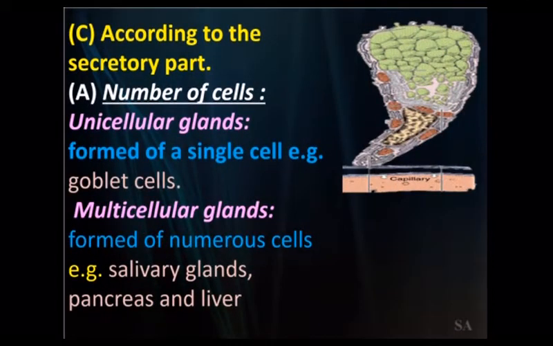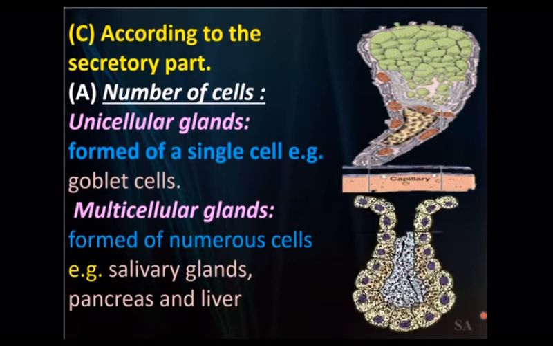The third classification is according to the secretory part. The secretory part may have many cells or one cell. If the number of cells is 1, we call it a unicellular gland. It is present only in the goblet cells in our body. If it is formed of many cells, we call it a multicellular gland. It is present in the salivary glands, pancreas, and liver.